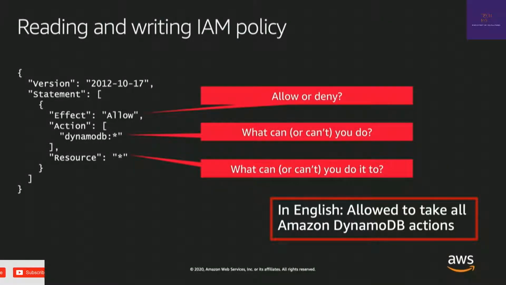So in English, for example, this policy is talking about DynamoDB. This is a NoSQL database service that we have. It's very popular. I had to pick some service here, so I'm just using DynamoDB. But you use IAM policies to govern access to any service that you're using on AWS. So this particular policy says, anybody that has this policy attached to them is allowed to take all Amazon DynamoDB actions on any resource.